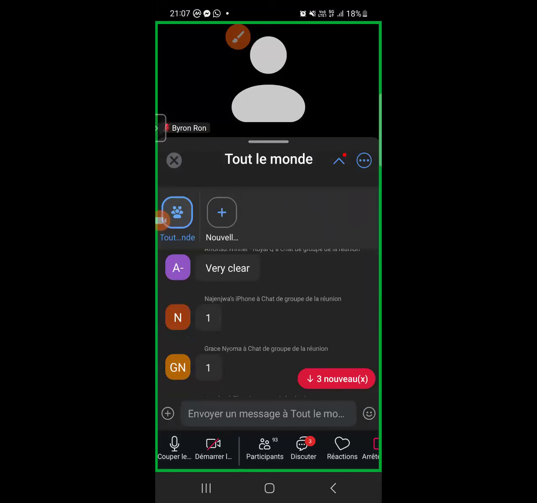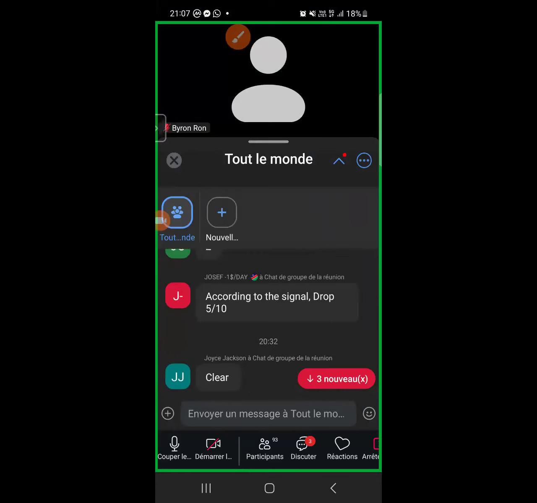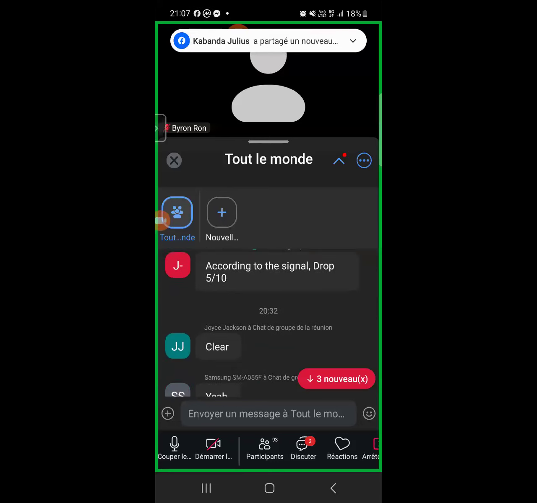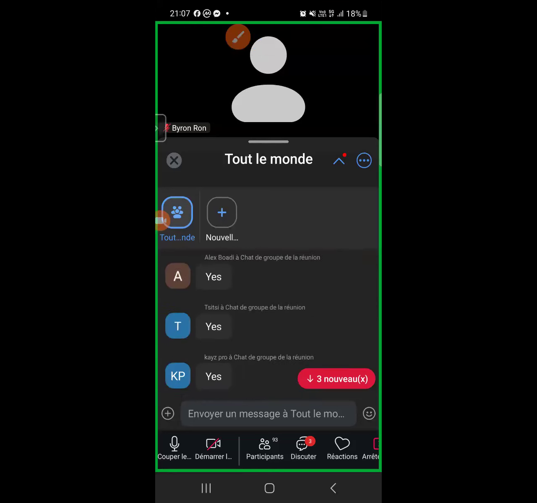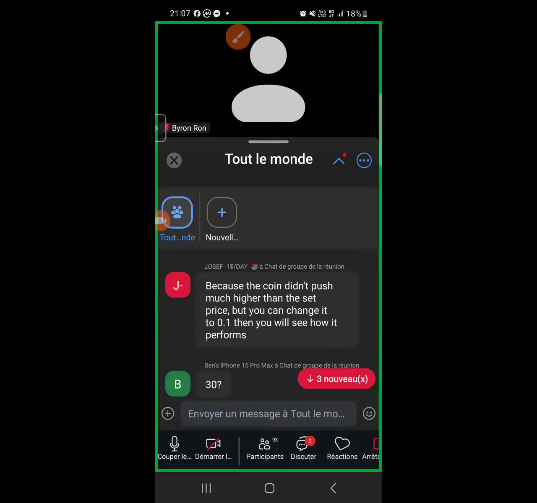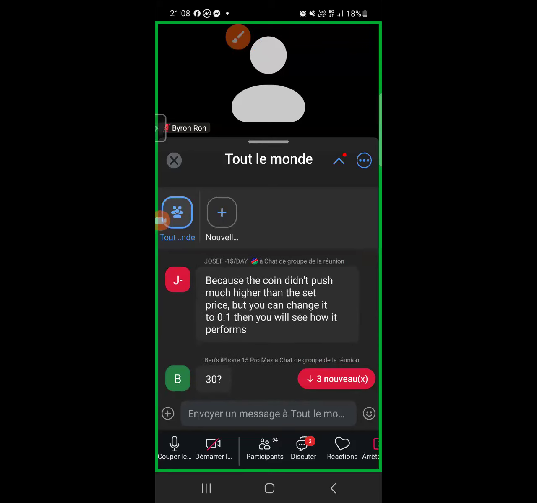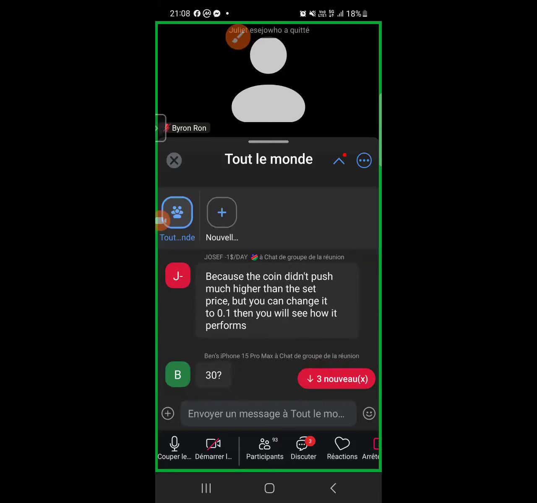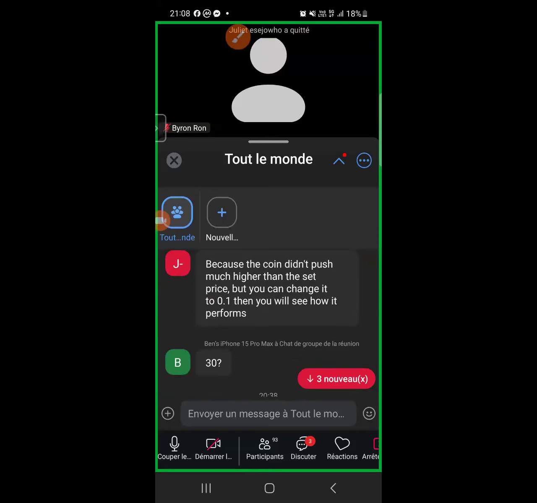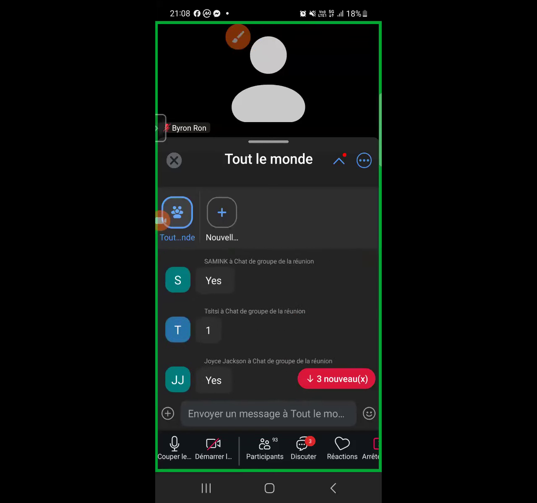Okay, very clear. According to the signal drop, 5 to 10%. Then you divide your call drop into 5 to 10% as it says. Okay, so next question here. Because the coin didn't push much higher than the set price, but you can change it, then you will see how it performs. Yes, exactly.